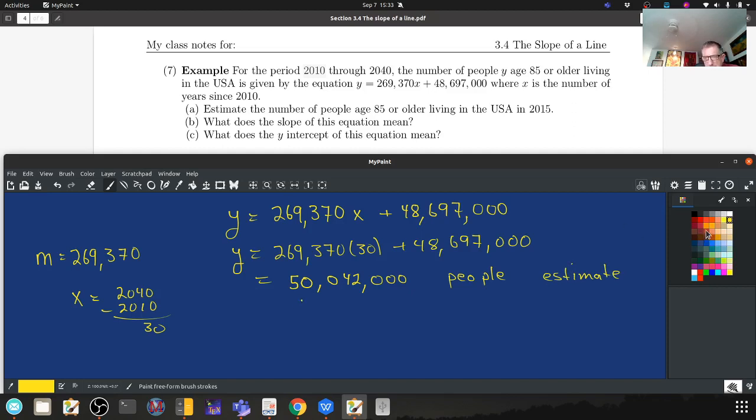I don't know how I got it. I think I must have looked it up. I don't know why, but somehow I've got the exact in my notes, so I'm going to give it to you. The exact is 50,043,800. So you see it's a really, really good estimate. We're off by 1,800 people.